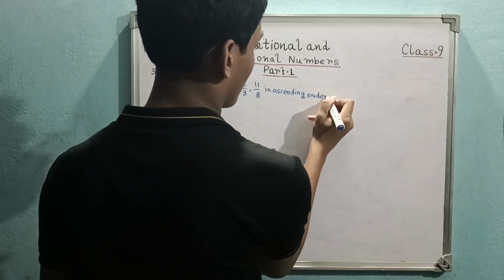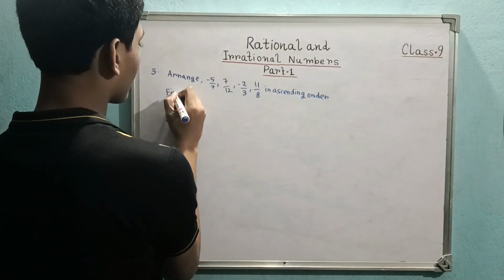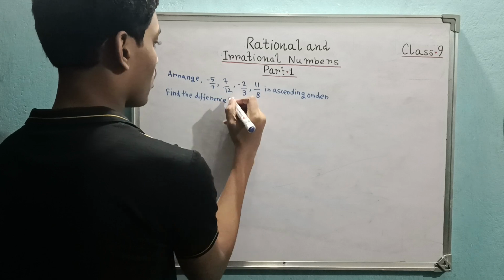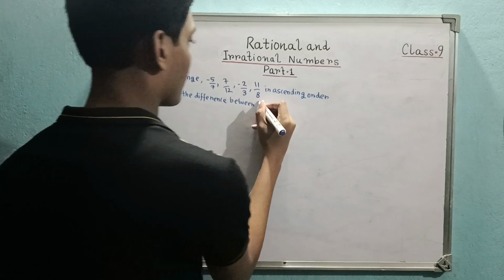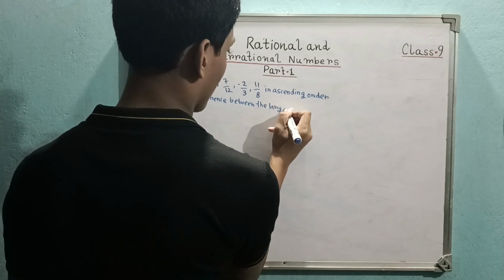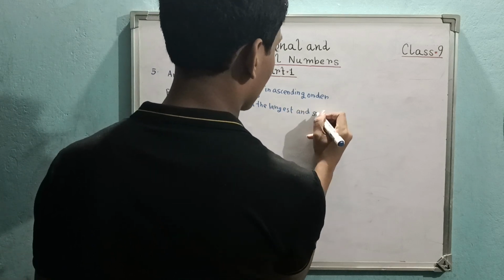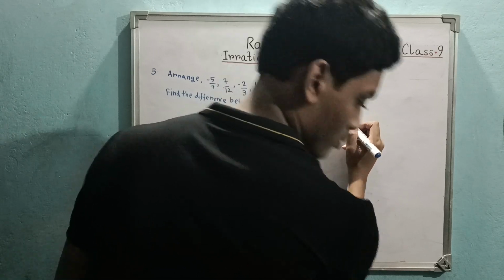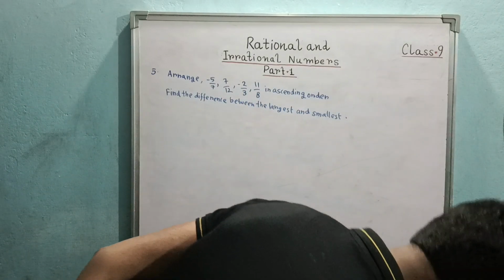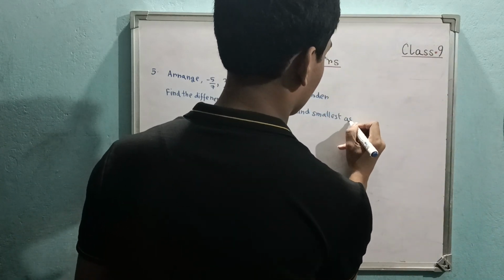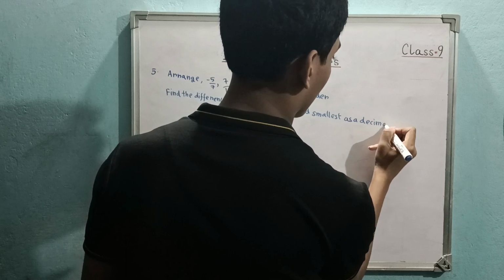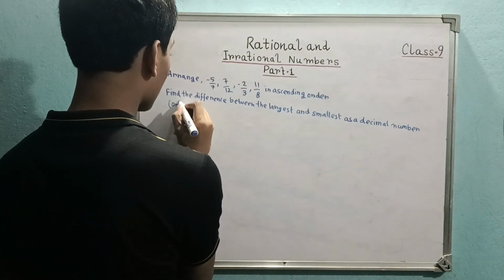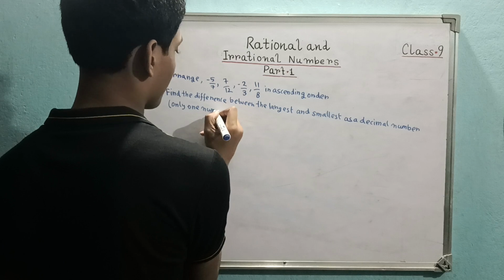All right. Find the difference between the largest and smallest numbers. Smallest as a decimal number and only one number after decimal place.